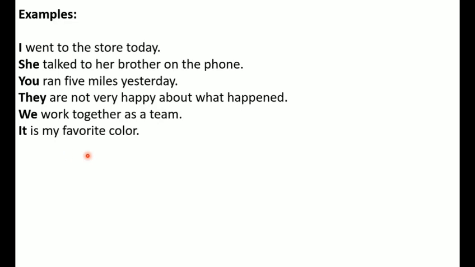Okay, like these examples. I went to the store today. The doer of the action in this particular sentence is the pronoun I, because I is the subject. And the next example, she talked to her brother on the phone. The doer of the action here is the pronoun she. And then the third example, the doer of the action is the pronoun you, because you is the one who ran 5 miles yesterday. And then next example, they is the pronoun that is used as the subject in the sentence because it is the doer of the action. And then we is also the doer of the action, and it here is also the doer of the action.